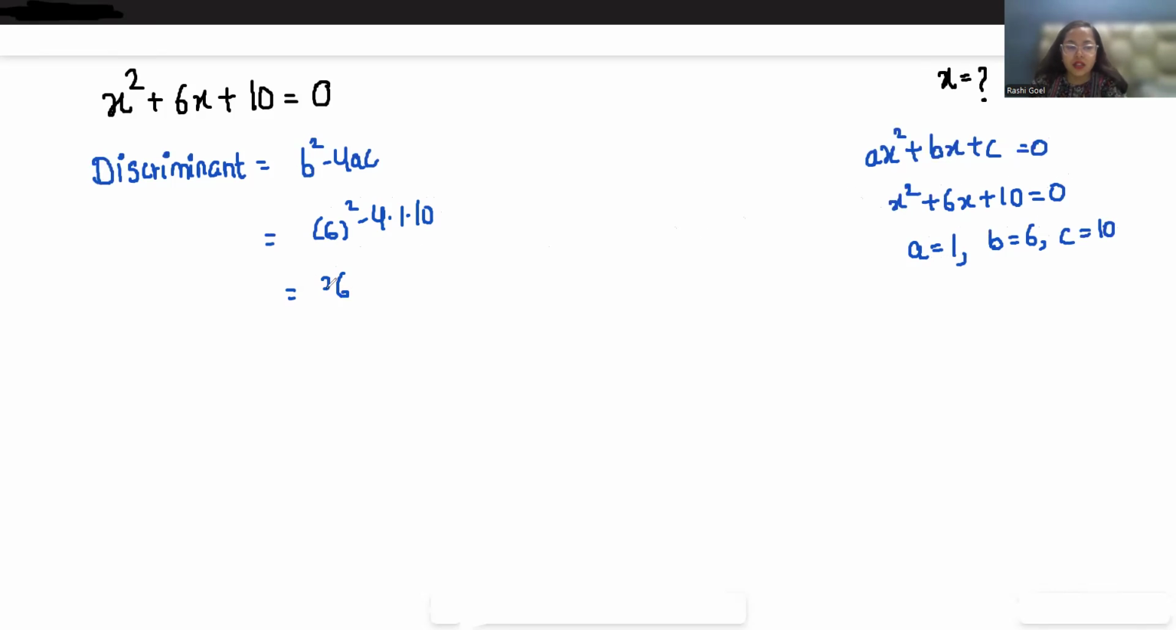So 6 square is 36 minus 40. This gives us minus 4. Negative discriminant gives imaginary roots. So let's find out the roots.